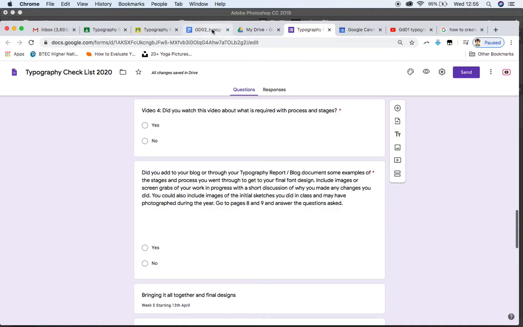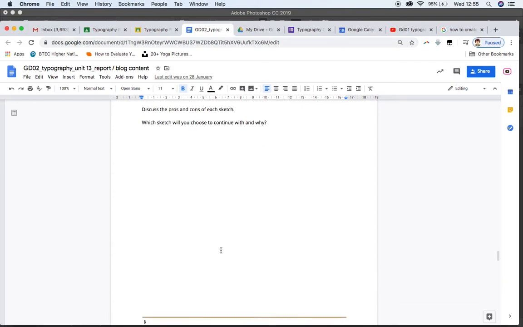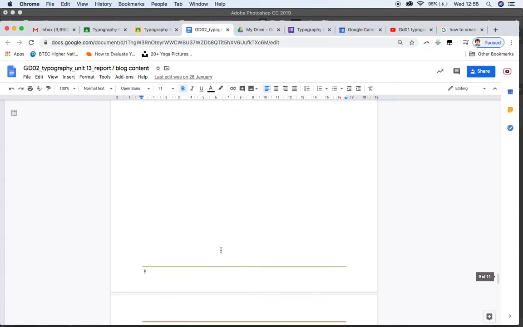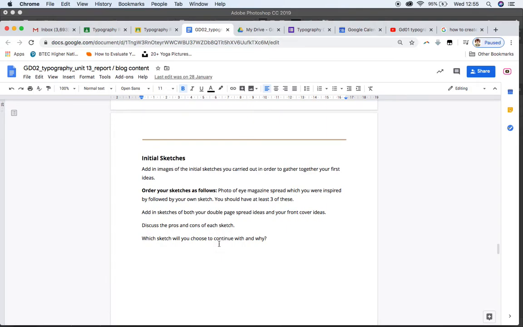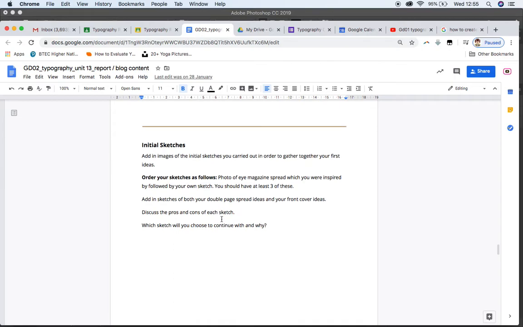So this document here. So we're looking at pages 8 and 9. So let's go back here. Pages 8 and 9. Okay, so it's about documenting that process. So initial sketches is about the sketches we did, the start, the initial sketches in Illustrator, and getting it together to your final typeface, A to Z and the numbers.